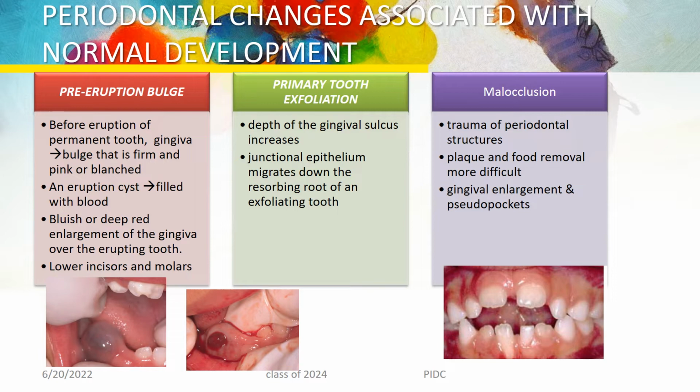Next, coming on to malocclusion, again trauma of the periodontal structures could be there if a malocclusion is present. Plaque and food removal may be difficult with it. Gingival enlargements and pseudo pockets could occur. Wait and watch, and then consider discussing the case with a periodontist as well as an orthodontist, if any intervention could be done at this particular stage.